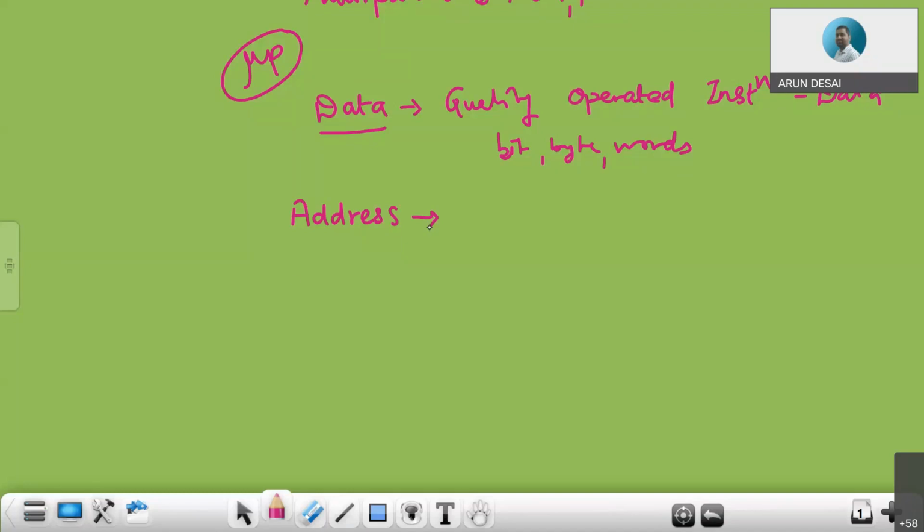Now, memory word size. What is memory word size? A memory word size is the size of the binary information that you can store in a memory location. What you store at the memory location, and the size of that binary information, is basically called the memory word size, right? So this is all about data, address, and memory word size.